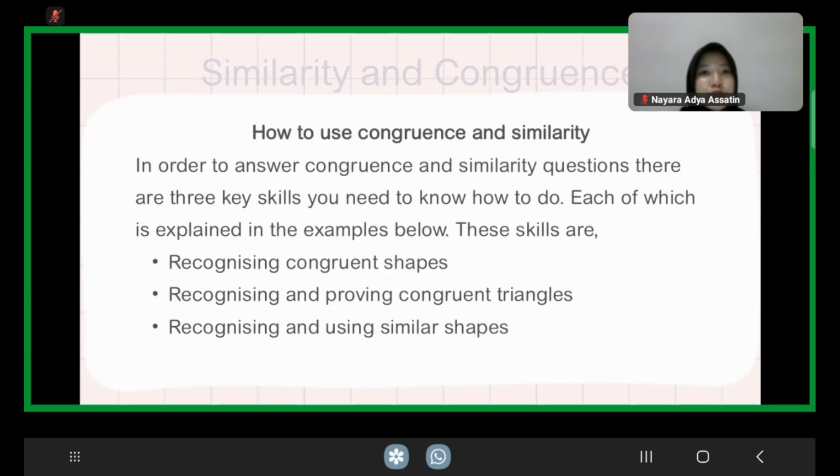Now, how to use congruence and similarity. In order to answer congruence and similarity questions, there are three key skills you need to know how to do, each of which is explained in the examples below. The skills are: first, recognizing congruent shapes; second, recognizing and proving congruent triangles; third, recognizing and using similar shapes.